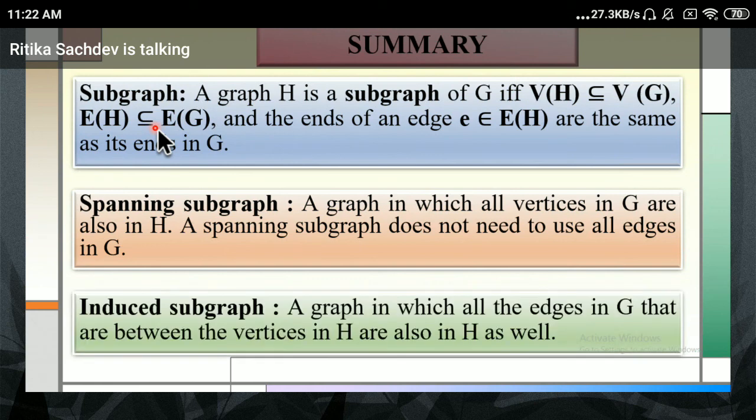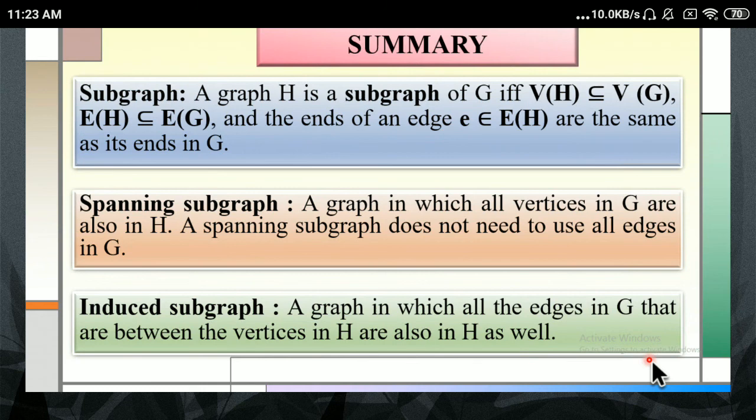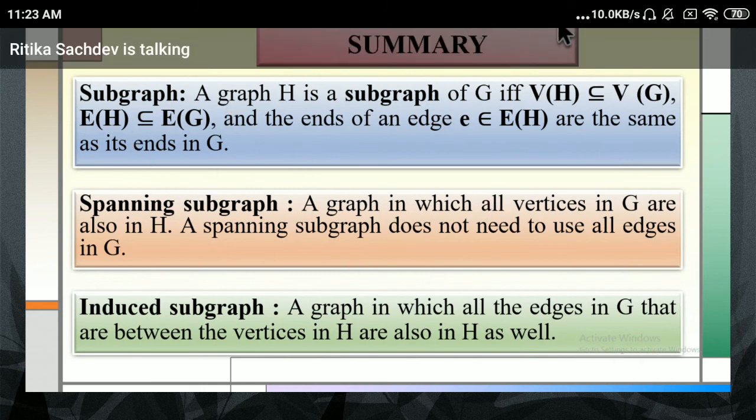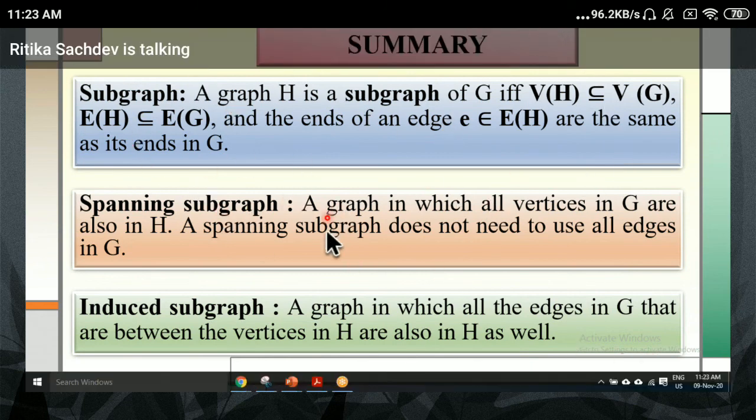Then we proceeded with induced subgraph. A graph which has all the edges in G that are between the vertices in H also in H. So what was the induced subgraph? From a graph, we have removed one vertex. When we remove one vertex, all its edges are removed. The resultant graph which we are going to get is your induced subgraph. Is this fine regarding subgraph, spanning subgraph, and induced subgraph? Is the difference clear?